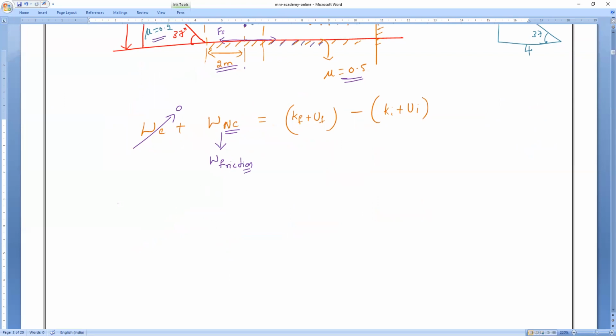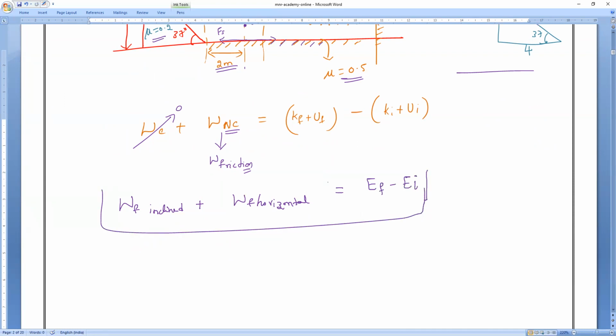Work done by friction in inclined 1, which is equal to work done by friction in horizontal. So the work done by friction in horizontal is equal to final mechanical energy minus initial mechanical energy. Do you all understand, everybody? Clear?